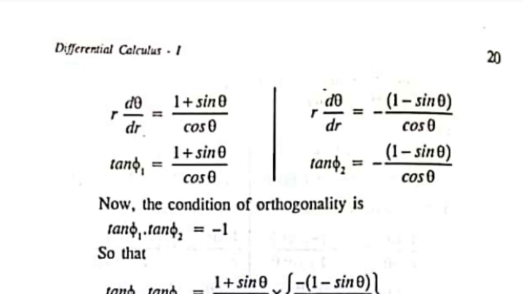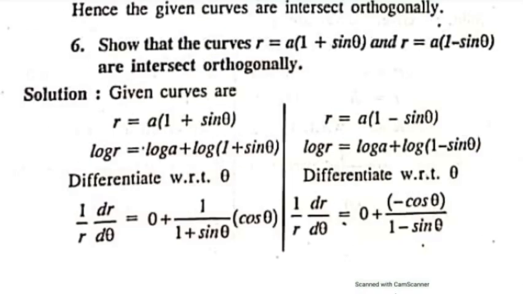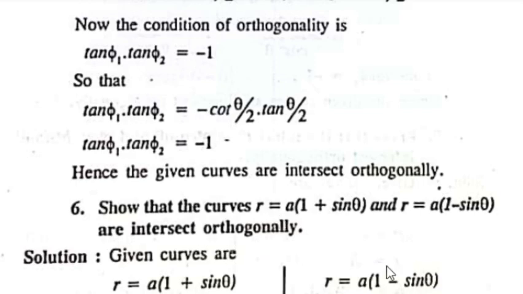Now to find the product, tan φ1 times tan φ2 can be written as this into this term. Now simplify this term, and we will get 1 − sin²θ. Here it is minus (a + b)(a − b), which is a² − b². So 1 − sin²θ divided by cos²θ. Now 1 − sin²θ is cos²θ. Cos²θ gets cancelled, and you will get minus 1. Therefore the product of tan φ1 and tan φ2 is equal to −1, and hence the two curves intersect orthogonally.